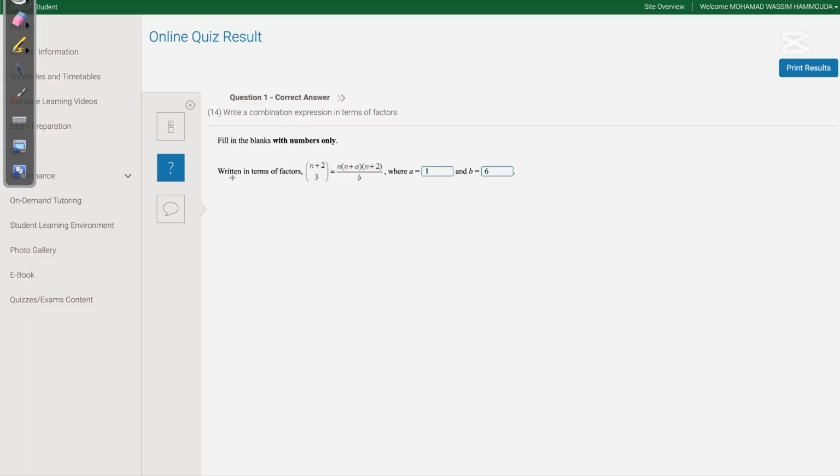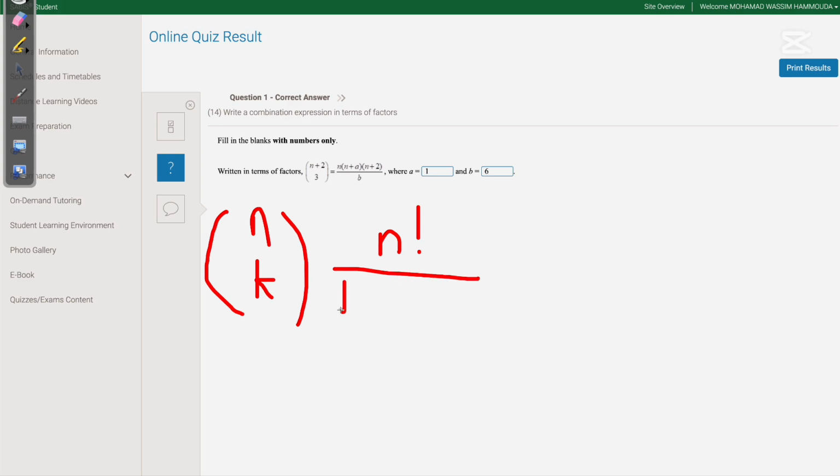Let's go. Written in terms of factors, (n+2)C3 is equal to n times (n+a) times (n+2) over b. Now look, let's say we have nCk. The rule will be n factorial over k factorial times (n minus k) factorial.